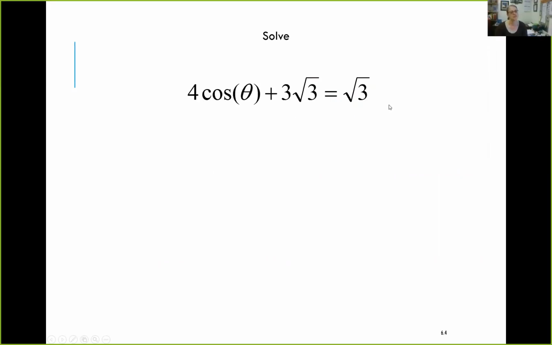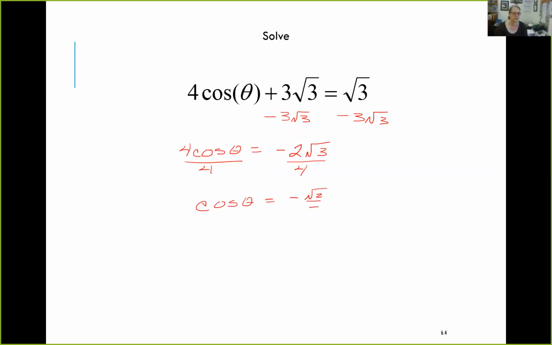I'm going to leave, so this one I'll do with you. It's pretty much the same thing. First thing we do is we isolate the radical, or the trigonometric function. So we're going to subtract 3 square root 3 from both sides of this equation. 4 cosine theta is equal to -2 square root 3. Now divide through by 4. And cosine theta is equal to negative root 3 over 2.